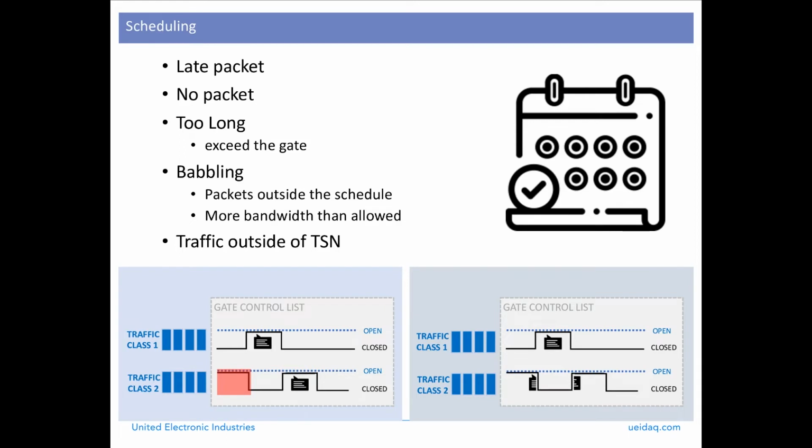A raft of packets outside of the schedule, using up more bandwidth than allowed. They look like good packets, just too many of them. And of course, simulating all traffic outside the TSN managed traffic, trying to overload the system or interfere. This is exactly what TSN was meant to help with.